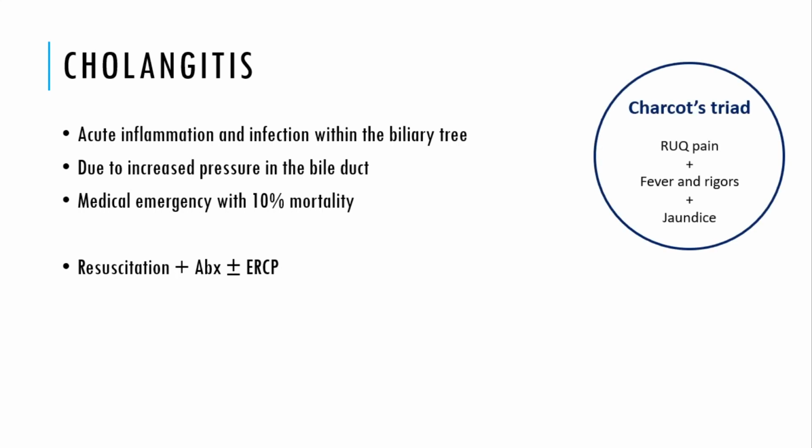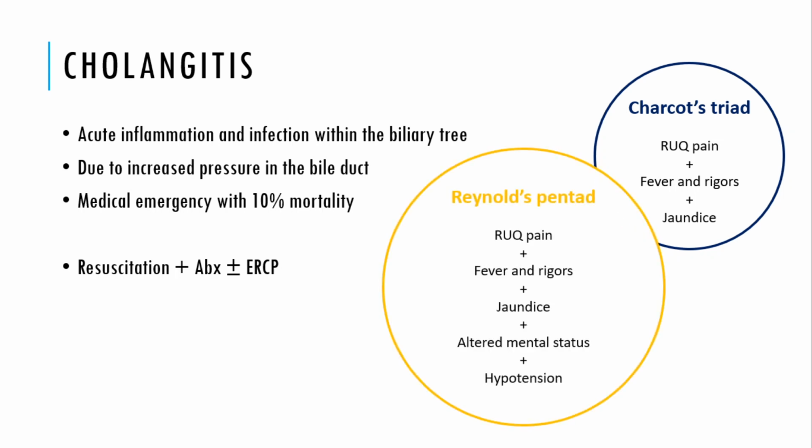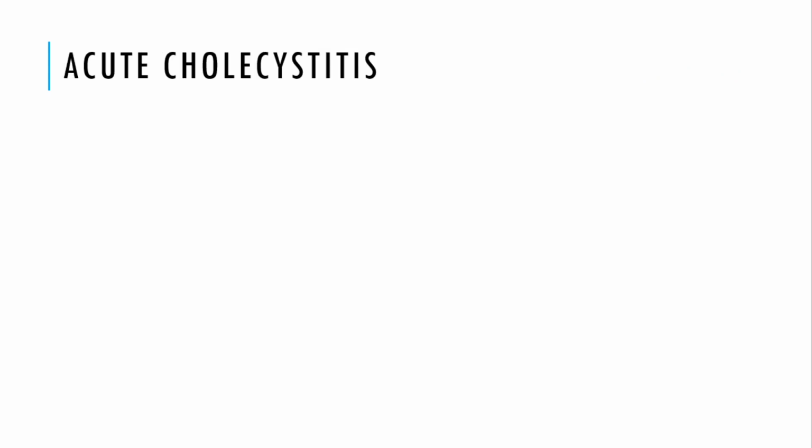There are different symptoms, however the most important that you should know is Charcot's triad, where the patient presents with right upper quadrant pain, fevers and rigors, and jaundice. If they also have altered mental status or hypotension, that's called Reynolds' pentad.